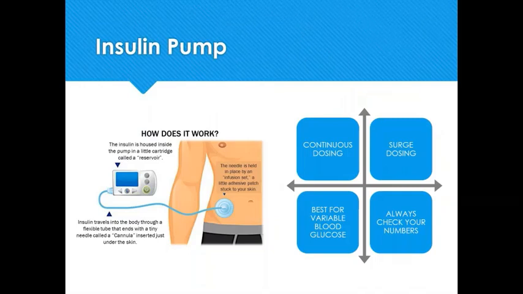Now we can discuss the insulin pump. An insulin pump is a small device that's easily disguised. The insulin is housed inside the pump in a little cartridge called a reservoir. Insulin travels into the body through a tube that ends with a tiny needle called a cannula that's inserted under the skin. It will give you your insulin automatically.